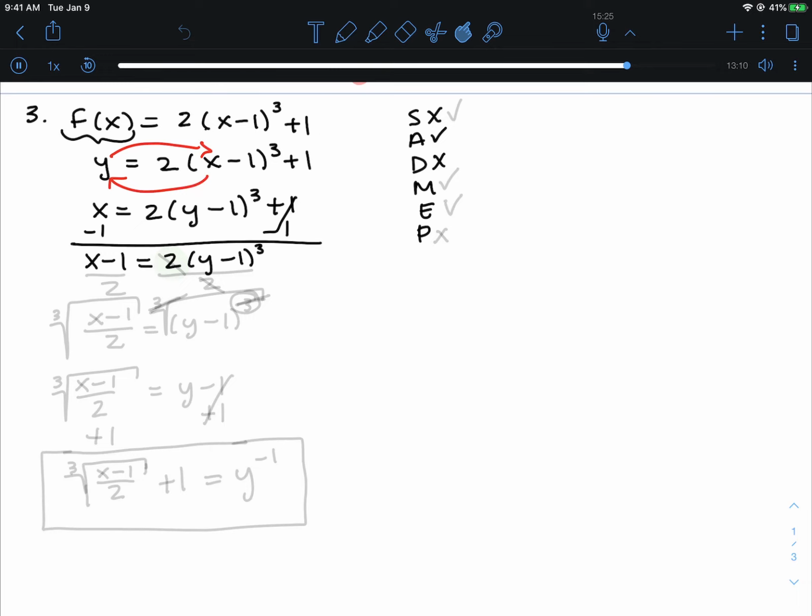No, I don't. Do I have multiplication? Yes, I do. Now you might be like, what? Where's the multiplication? It is right here in front of the parentheses. Well, what's the opposite of multiplication? Division. So all you have to do is divide by this 2 right there. Okay? Cancels that out. So now I have x minus 1 divided by 2 equals parentheses y minus 1 cubed.